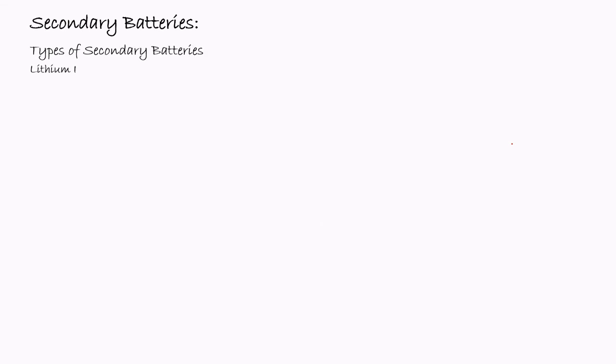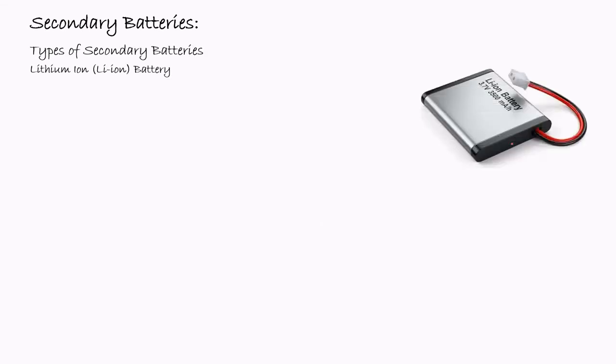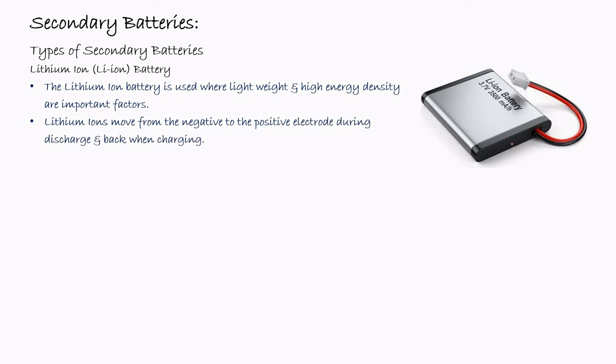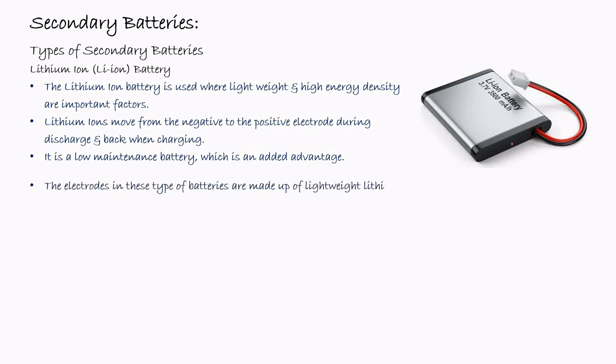The next type of secondary battery is called the lithium ion battery. It is used where lightweight and high energy density are important factors. Lithium ion moves from the negative to the positive electrode during discharge and back during charging. It is a low maintenance battery, which is an added advantage for the application. The electrodes of this type of battery are made up of lightweight lithium and carbon.